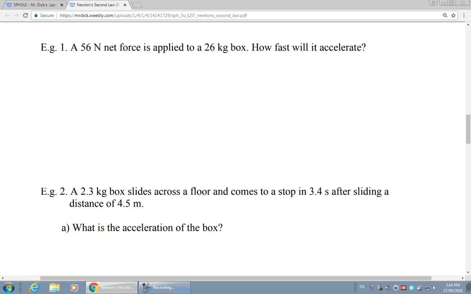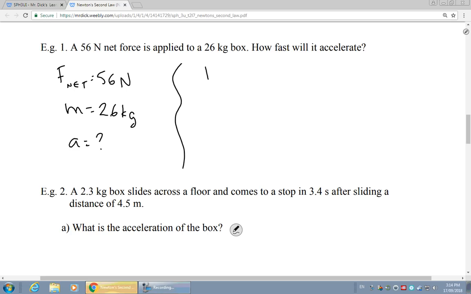Well, it's a simple stating givens and required situation, so we can say what we know: F net is 56 newtons. Now, notice I'm not really concerned about the full vector version of the force. I'm just writing down its magnitude, because in the end, we're not even really concerned about what direction this acceleration is in. We're just trying to find the rate of acceleration, just a magnitude. But along the way, we're going to use mass as well, 26 kilograms, and we are looking for acceleration. That's our required quantity.